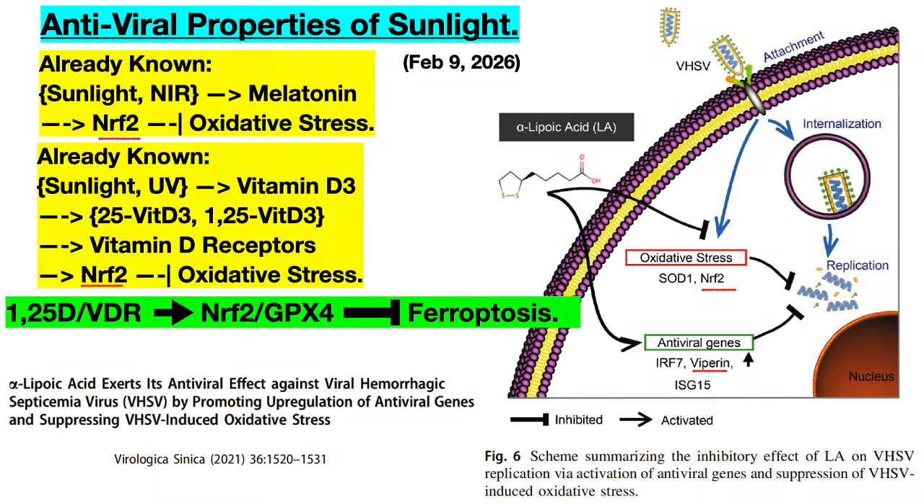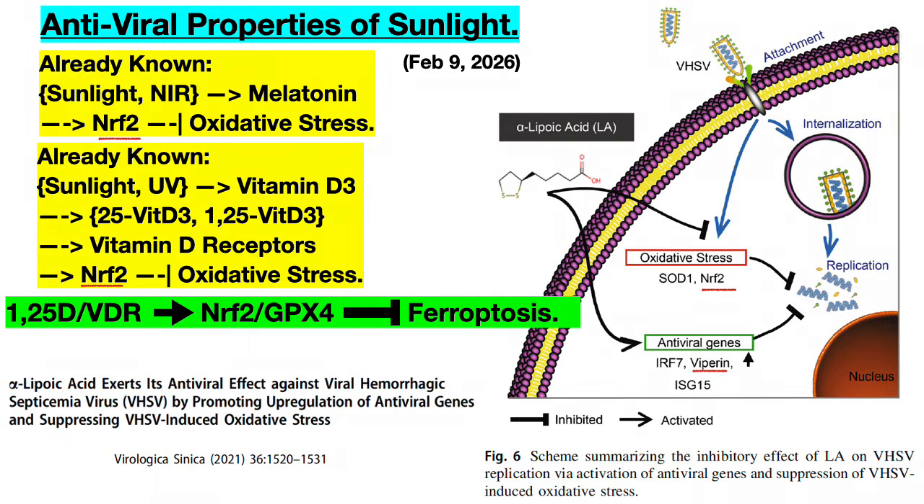On the right is a schematic diagram, a scheme summarizing the inhibitory effect of lipoic acid on a virus known as the viral hemorrhagic septicemia virus, VHSV. And this suppression of VHSV replication via the activation of antiviral genes and suppression of this virus's induced oxidative stress. This occurs through two limbs.